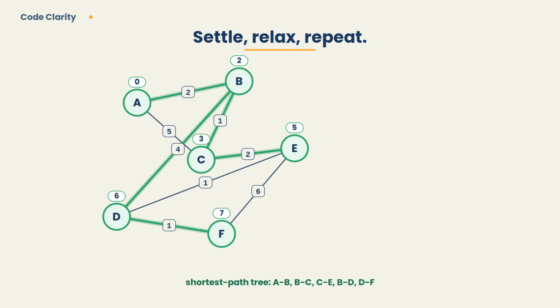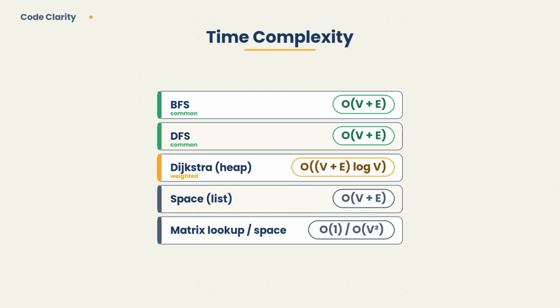Let's total it up, assuming an adjacency list. Breadth first and depth first each visit every vertex and every edge once, so both run in order V plus E, linear in the size of the graph. Dijkstra with a binary heap costs order V plus E times log V for all those heap operations. Space is order V plus E to store the graph plus the visited or distance array. A matrix instead makes edge lookups instant but forces order V squared space, worth it only for dense graphs.